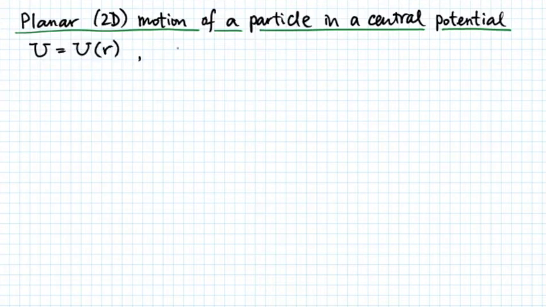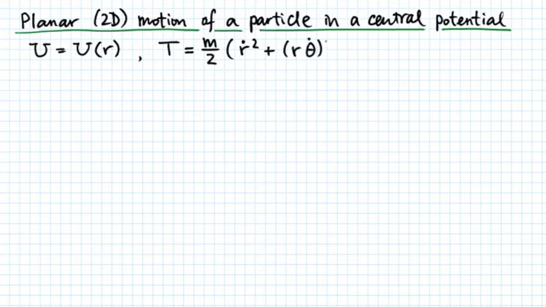Likewise, we know that kinetic energy in terms of polar coordinates will be simply given by m, the mass of the particle, over 2, times r dot squared plus r squared theta dot squared. We can figure out momenta. Since we have 2 coordinates, we expect to have 2 momenta.